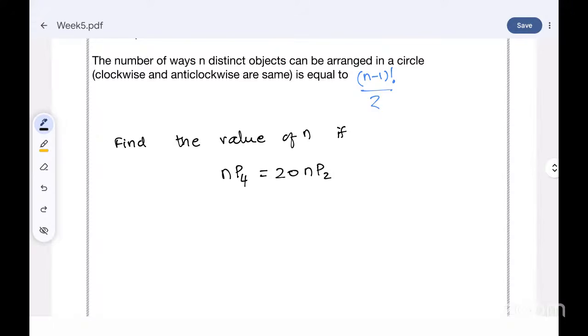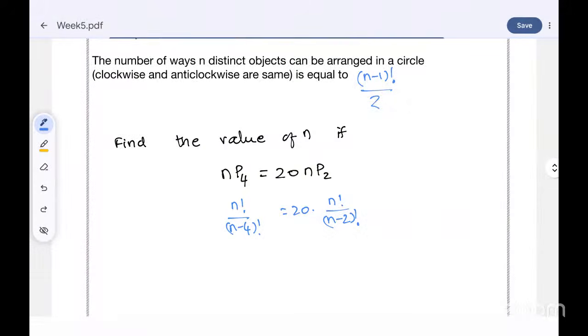So straight away we can apply the formula, right? What is the formula for nP4? n factorial divided by (n minus 4) factorial. And nP2 is n factorial divided by (n minus 2) factorial. Now, (n minus 4) factorial and (n minus 2) factorial, which one is bigger? n minus 2 is bigger if n is positive.